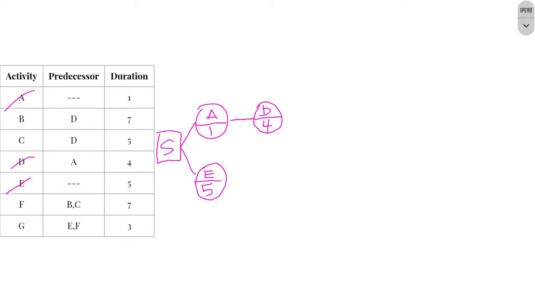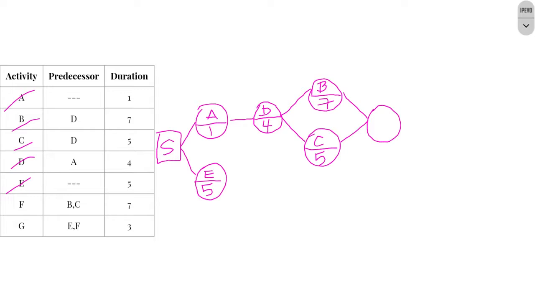Now that we have D in our diagram, I also notice that I can add in B and C, which both have D as a predecessor. So I'm going to draw two branches off of D. One that goes with B, which has a duration of 7, and one that goes with C that has a duration of 5. I can't add in G yet because I don't have F in my diagram, but I do have B and C, so I can go ahead and add F into my diagram.